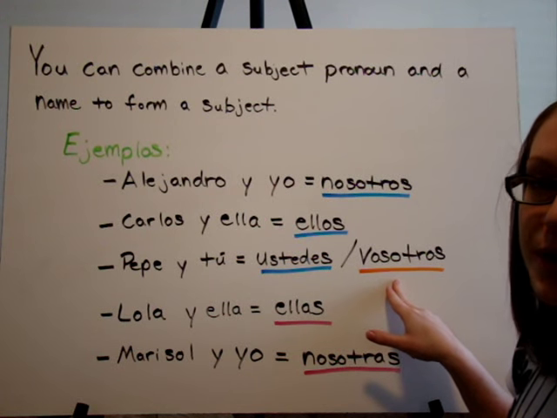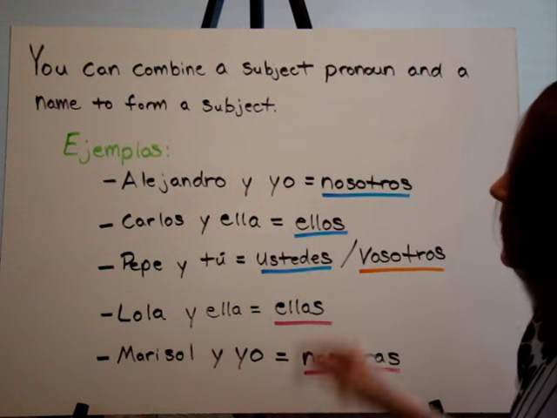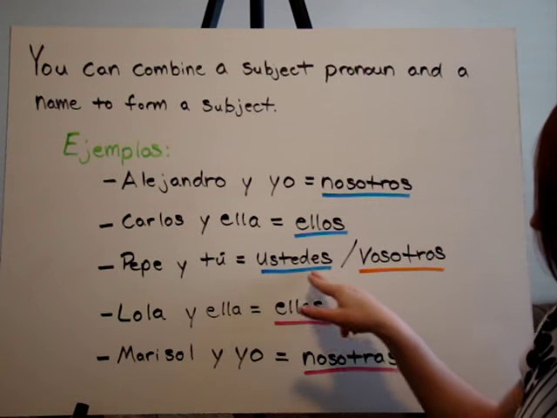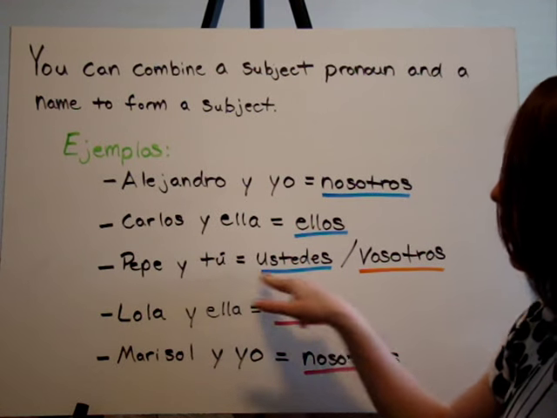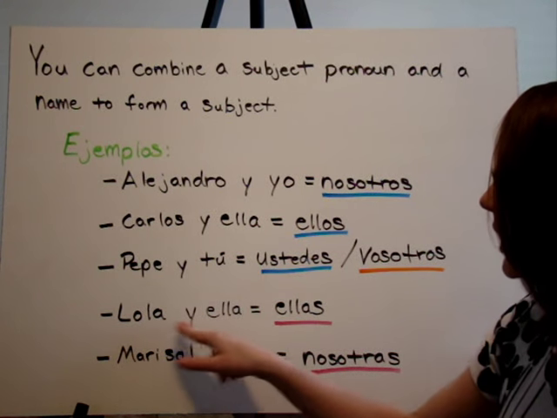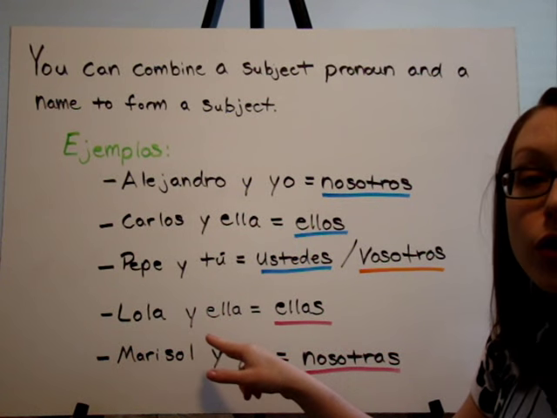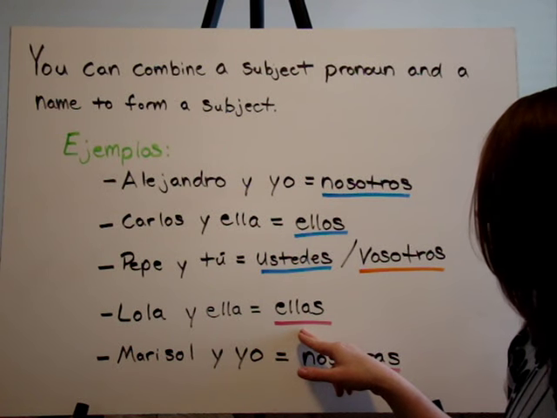Or everywhere else in the Spanish-speaking world would say ustedes. So either one of these would actually be correct for you all. Okay, so instead of saying Pepe y tú, you would say you all. Lola y ella, so Lola and she would be ellas. So this is a group of all girls, so we have to go with the feminine form.